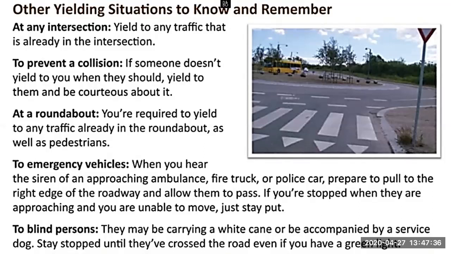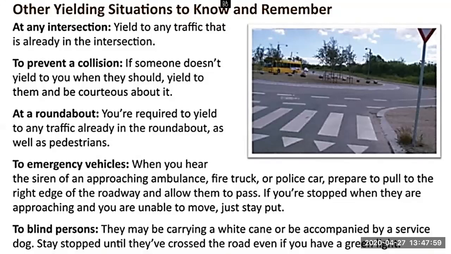If someone doesn't yield to you, you should still yield to them and be courteous about it, because the last resort is a collision happens, right? We don't want to hit anything or have anyone hit us. So even if someone runs through a stop sign or is doing something less than desirable, we're just going to yield to make sure that we don't get involved in a collision.